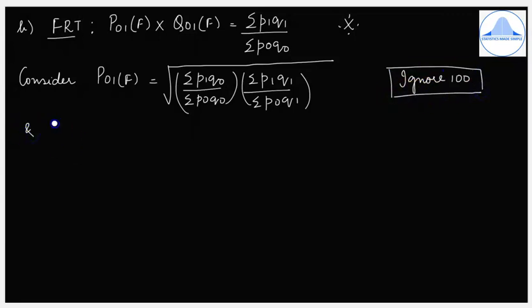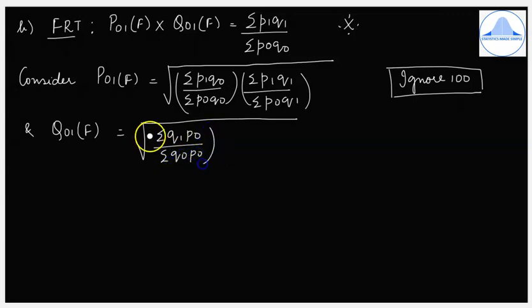Now let us write the formula for Q01 of f. So how do you write the formula for Q01 of f? In this Fisher's price index formula, where you have P, you have to put Q and Q will get replaced by P, but 1 and 0 will remain the same. So it is summation Q1 P0 divided by summation Q0 P0 into summation Q1 P1 divided by summation Q0 P1.